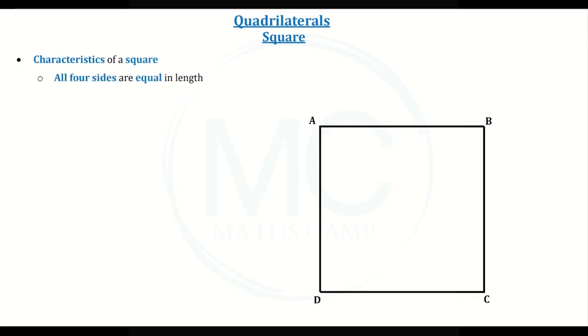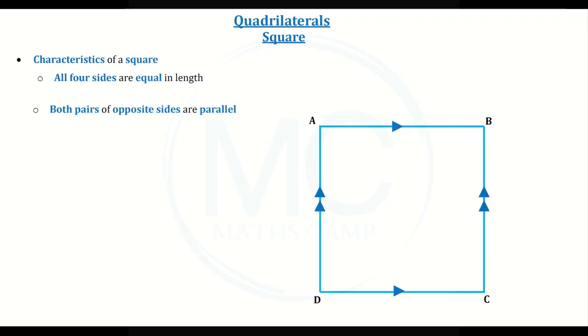In a square, all 4 sides are equal in length. This means the length of AB is equal to the length of BC, which is equal to CD, which is equal to AD. Both pairs of opposite sides are parallel. So in this case, AB is parallel to CD. So let's put a small arrow on AB and a small arrow on CD. AD is also parallel to BC. So let's put 2 small arrows on AD and 2 small arrows on BC.